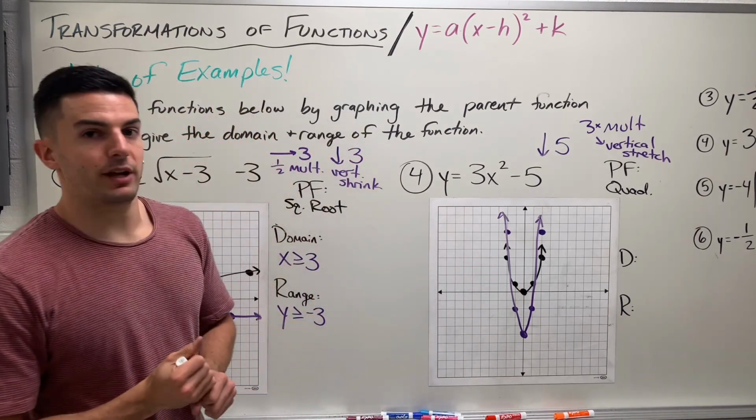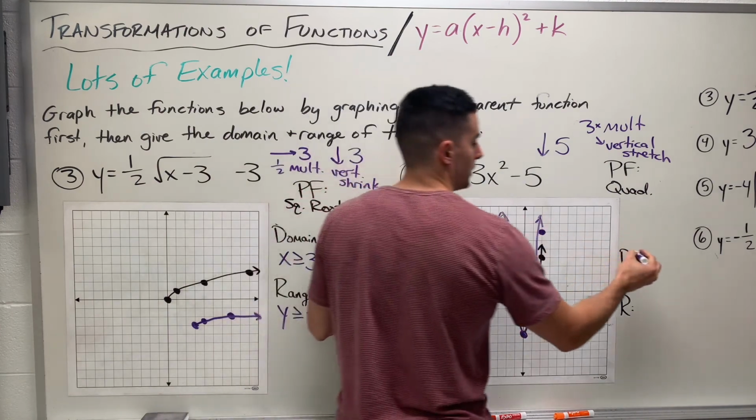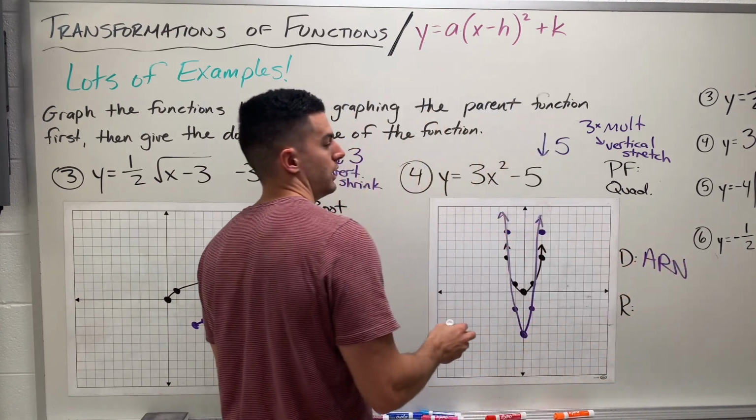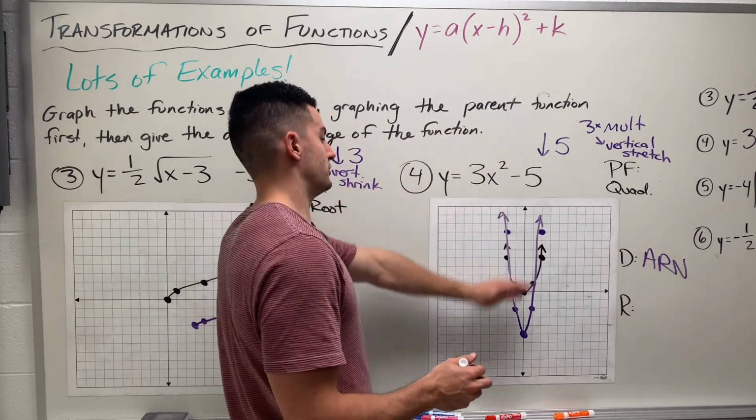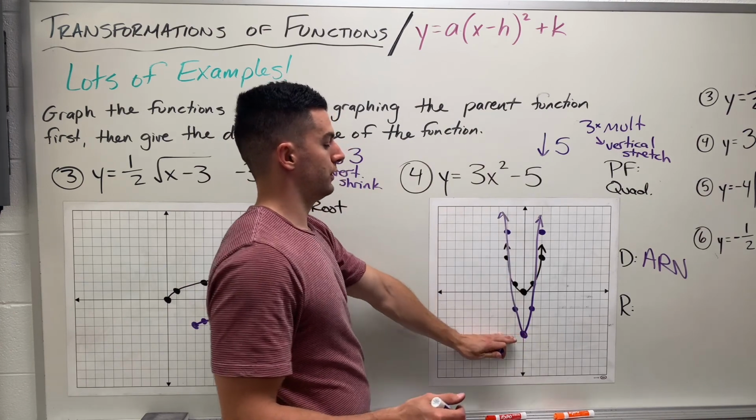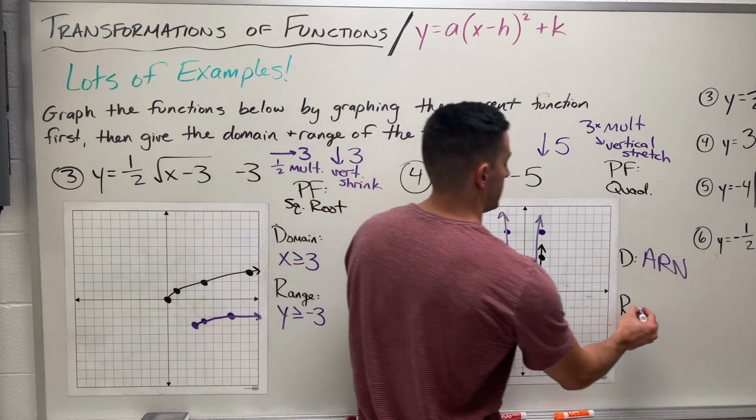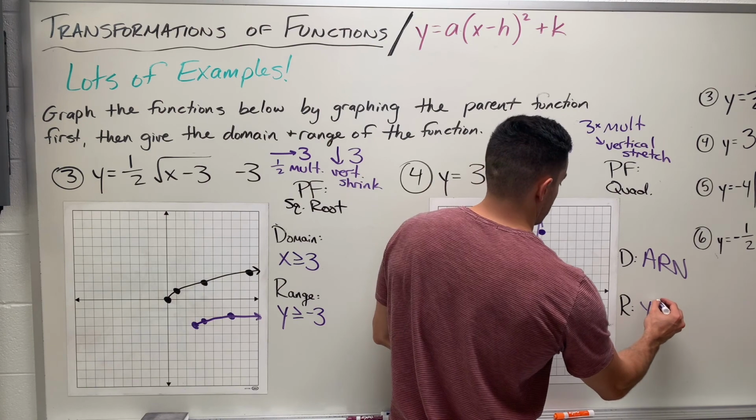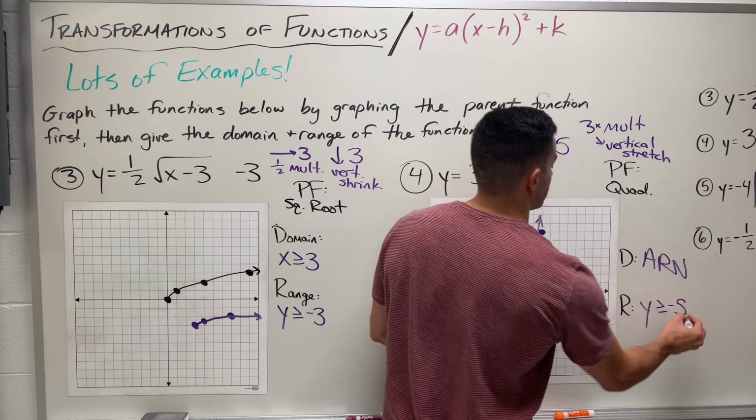Okay, now domain and range here. Domain, like all parabolas, is going to be all real numbers. Range does not go up and down forever. It goes up forever, but it only goes down to -5. It's the lowest it ever goes. So y is greater than or equal to -5 is my range.